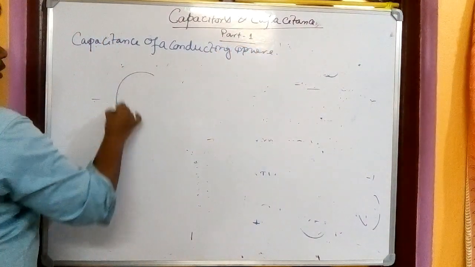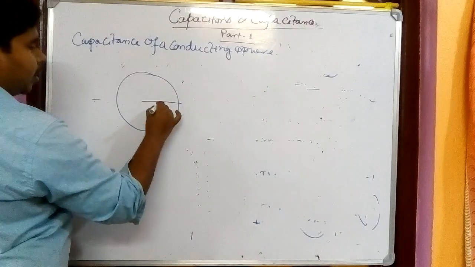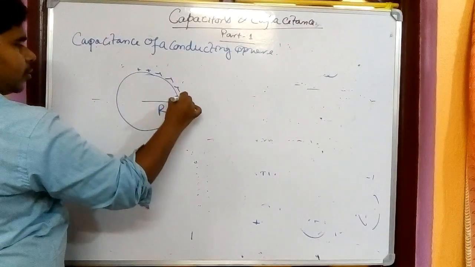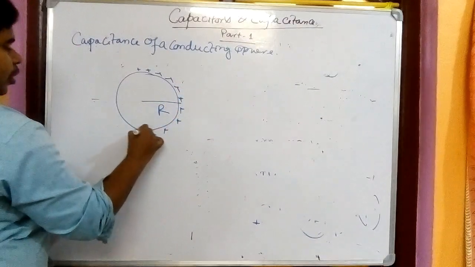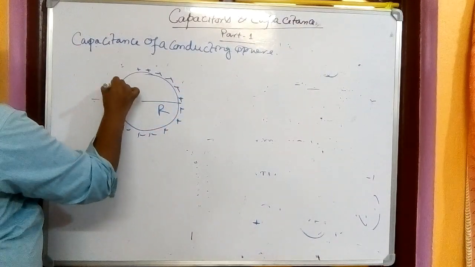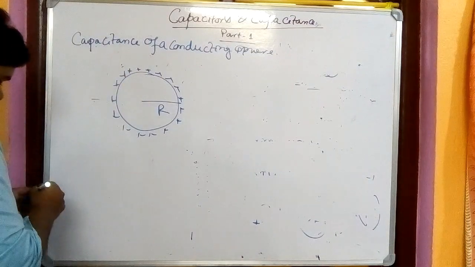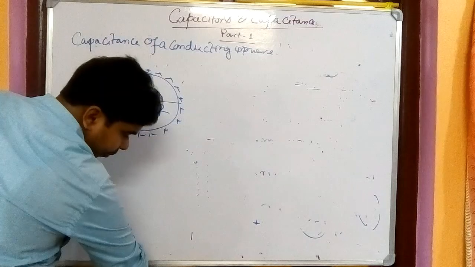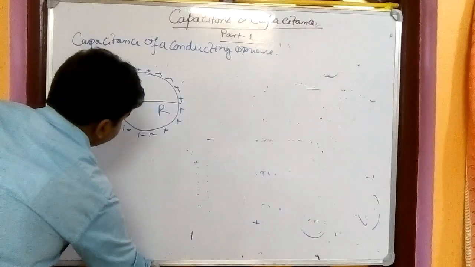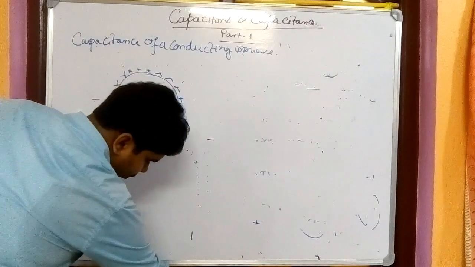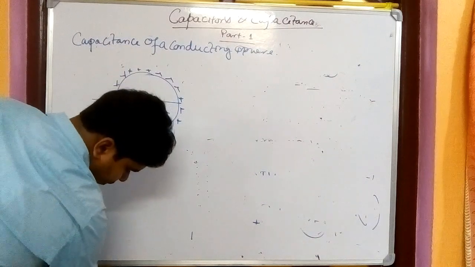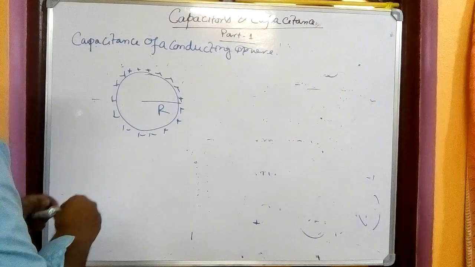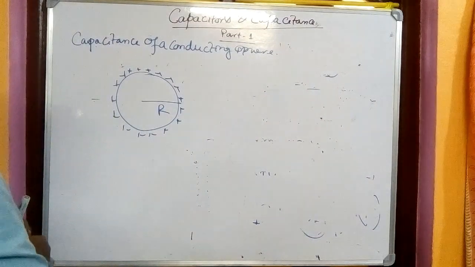So assume you have a sphere of radius r, and the total charge is distributed on it. We know no charge can stay inside the conductor. Always the charge will stay outside, at the surface of the conductor.